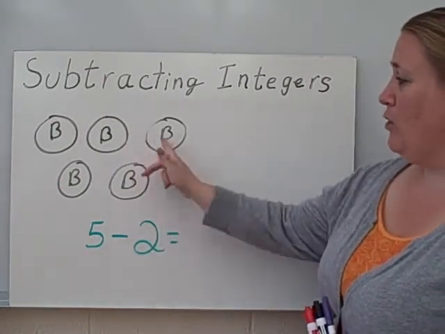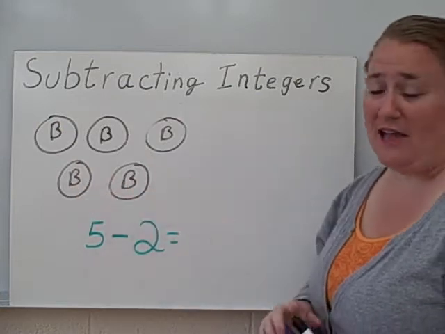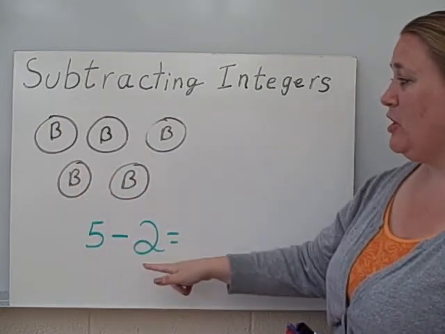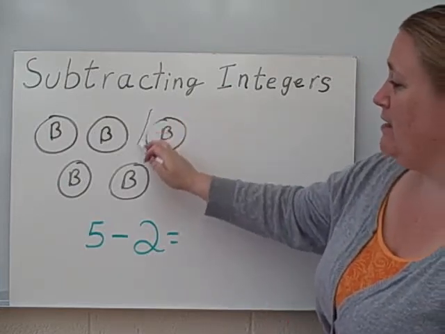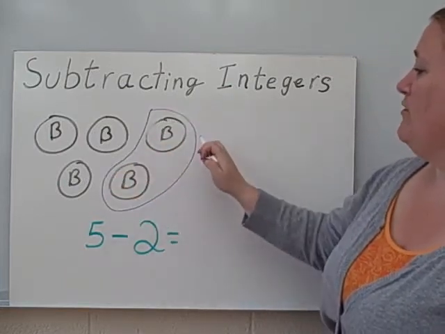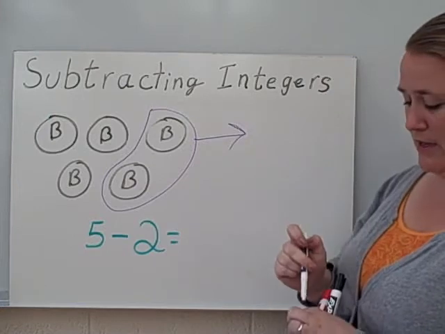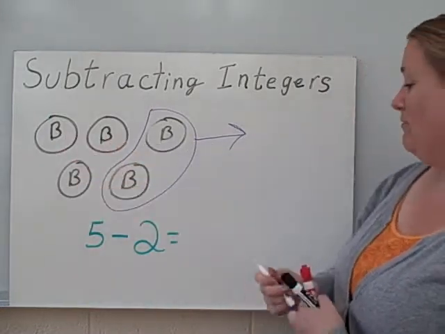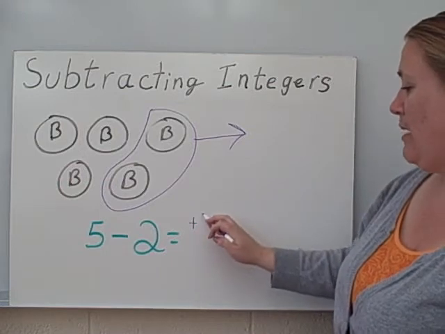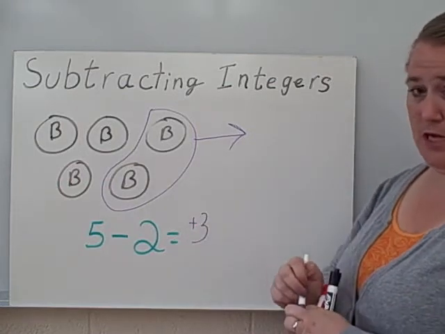So 5: 1, 2, 3, 4, 5, and then I'm subtracting 2. So that means that I take 2 of them away, and I have 1, 2, 3 left. So my answer is positive 3.